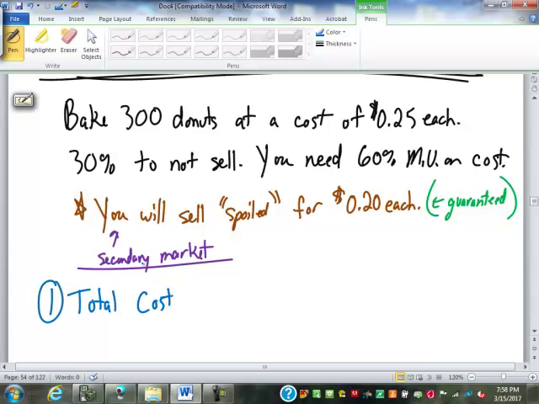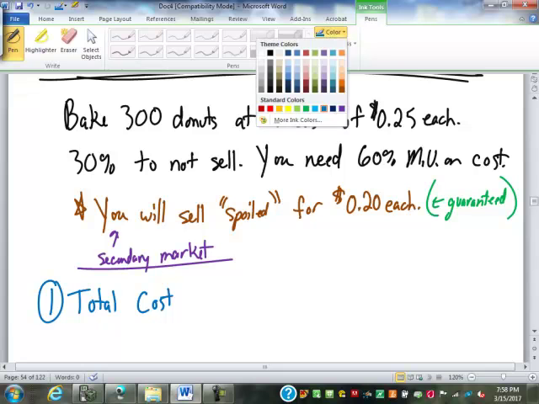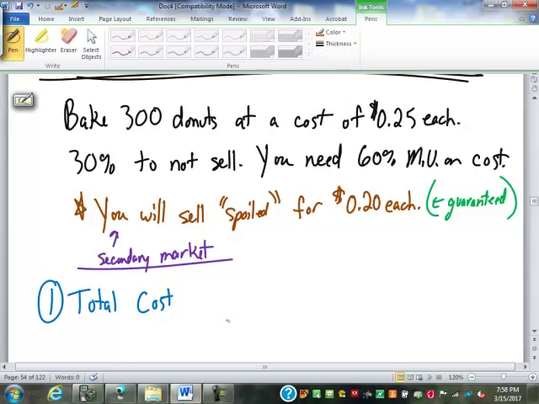Remember, the secondary market won't affect us till we hit step 3. So when we get there, I'll show you how that affects us. But we start out the same way. Total cost, 300 donuts times 25 cents each, $75 total cost.